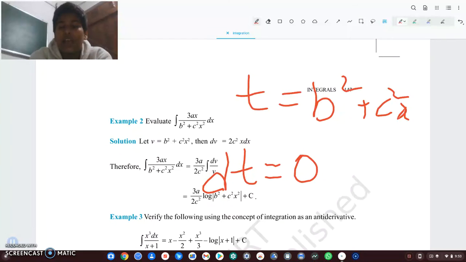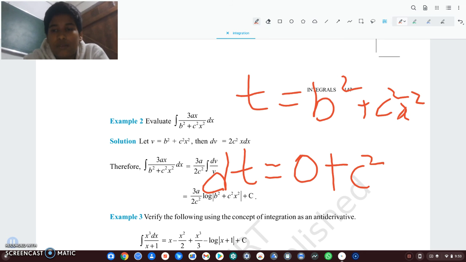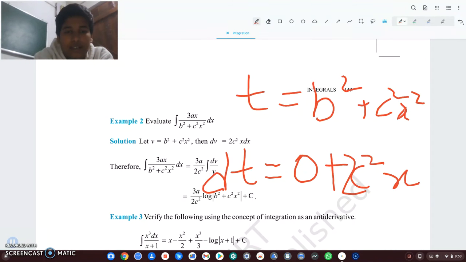And then at last it is c square x. What is the reason for c square x? So c square is constant, so we directly write c square into the integral of x square. The integration of x square would be 2x, so 2c square x. Okay, so as we are able to see, it would be dv equal to 2c square dx.